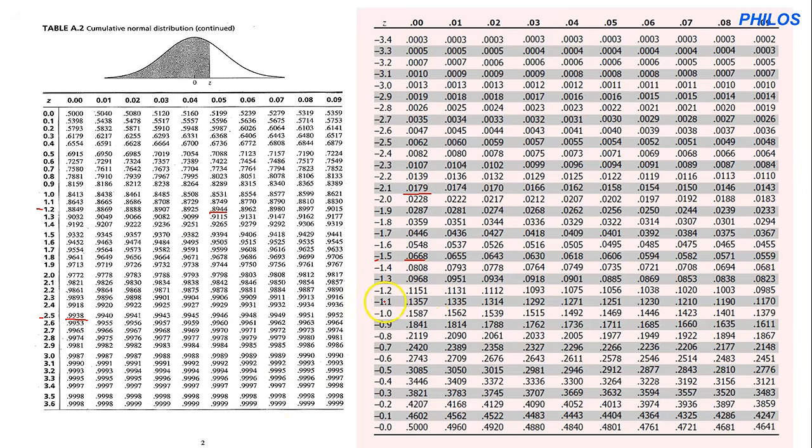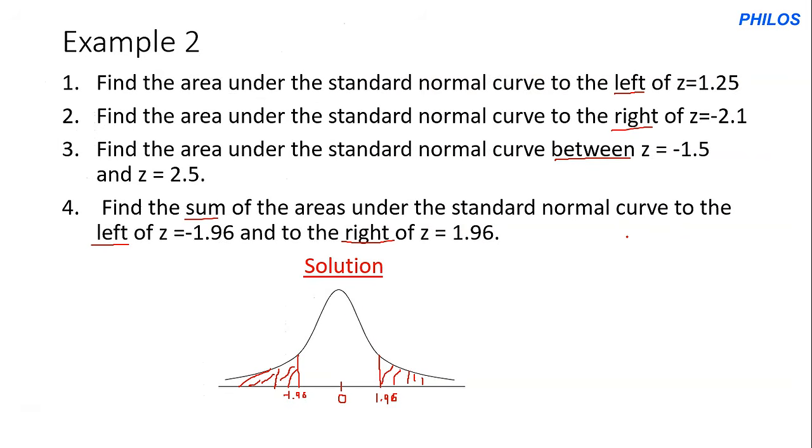Now when we check negative 1.96, let's look for 6: 0, 1, 2, 3, 4, 5, 6. So negative 1.96 will be here. That is 0.0250. I told you when you check a negative z-score on a negative z table, the answer represents the left, isn't it? So this left here is 0.0250. We've gotten this left already.